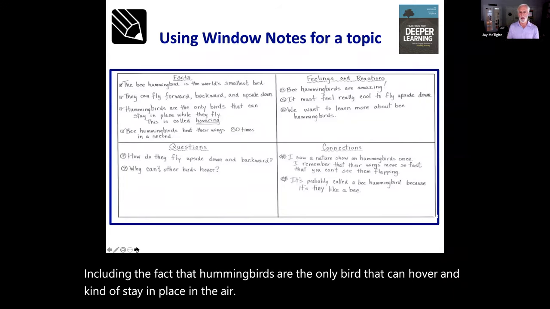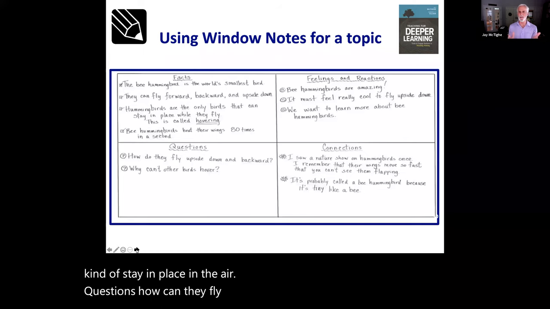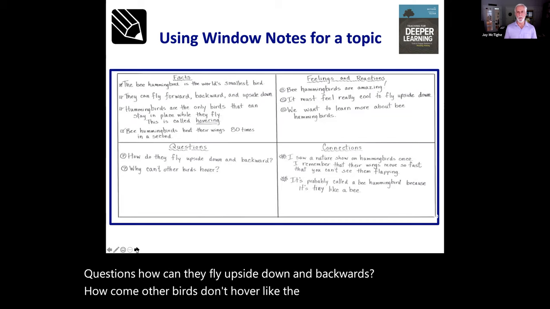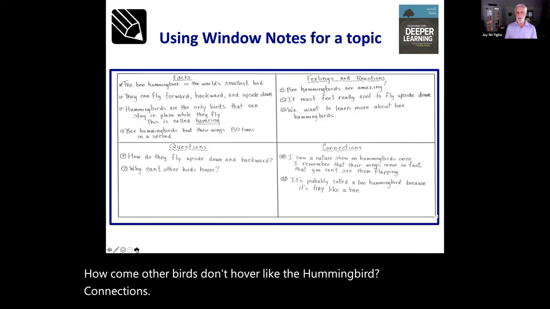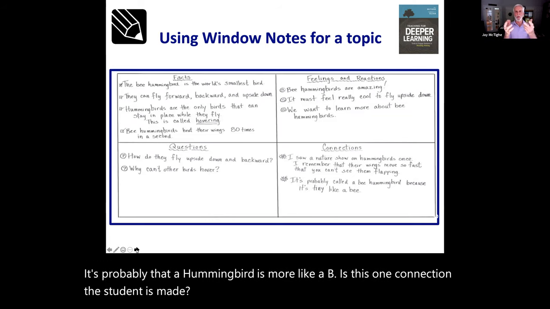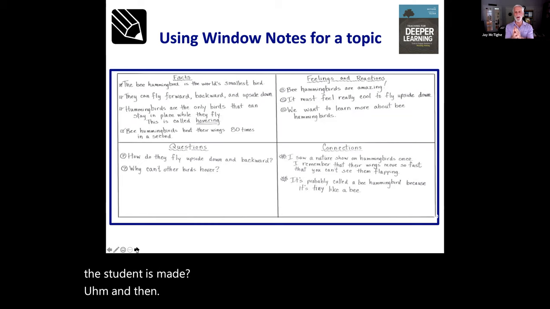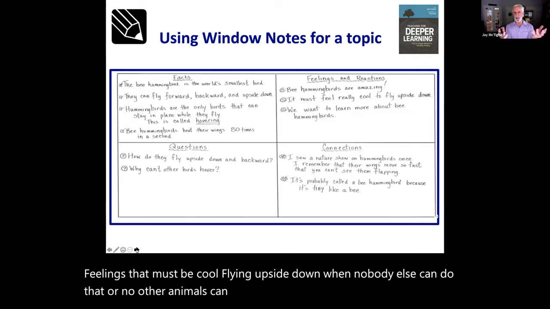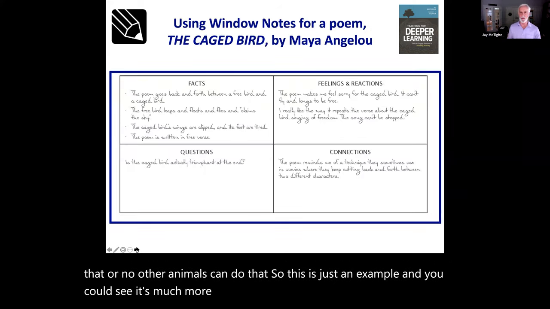Questions: how can they fly upside down and backwards? How come other birds don't hover like the hummingbird? Connections: it's probably that a hummingbird is more like a bee, is one connection the student has made. And then feelings: it must be cool flying upside down. I mean, nobody else can do that, or no other animals can do that. So this is just an example, and you can see it's much more active in the processing of the content.